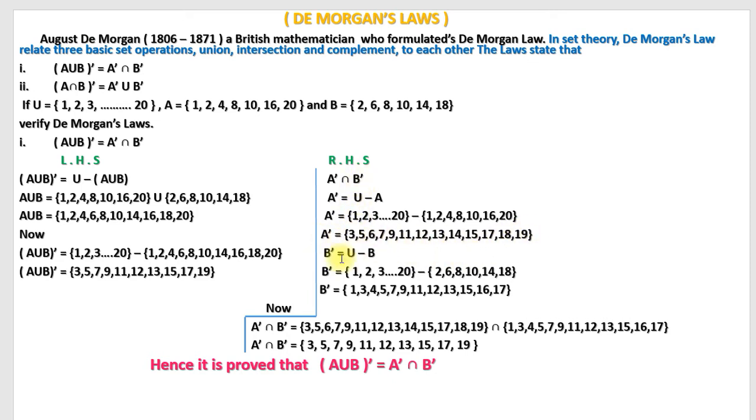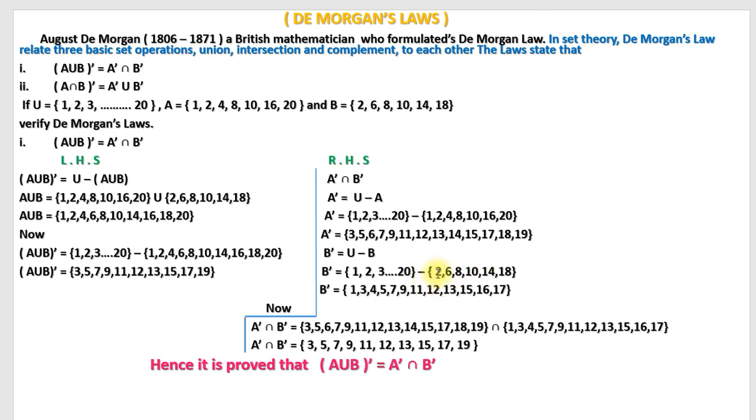Now we are going to find B complement. B complement stands for U minus B. First we will write the elements of U, then we will write the elements of B. Here also, we take the set containing those elements that are in U but not in set B.